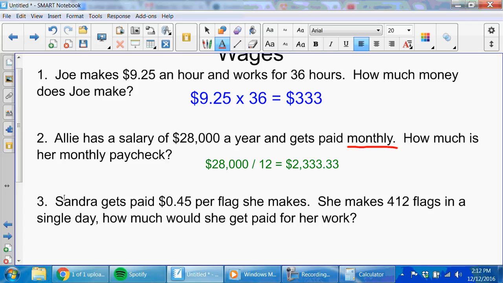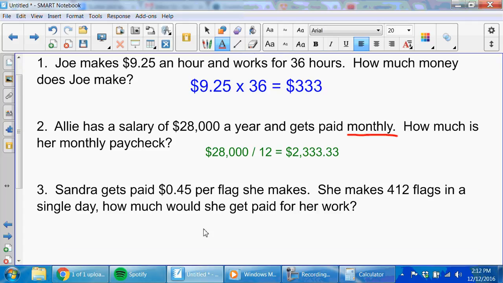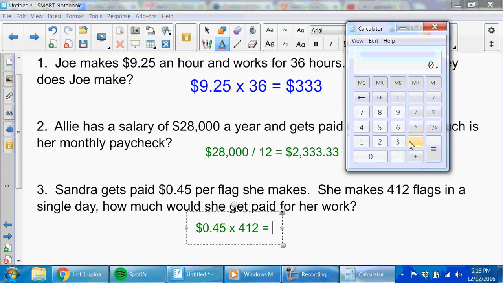3. This is a piecework question. Sandra gets paid 45 cents per flag she makes. She makes 412 flags in a single day. How much would she get paid for her work? For piecework, it's much like wages, where you take how much she gets paid, or her rate, and you multiply that by the amount of hours, or in this case, the amount of items the person makes. Here I'm going to multiply 45 cents times 412 to get me an amount.